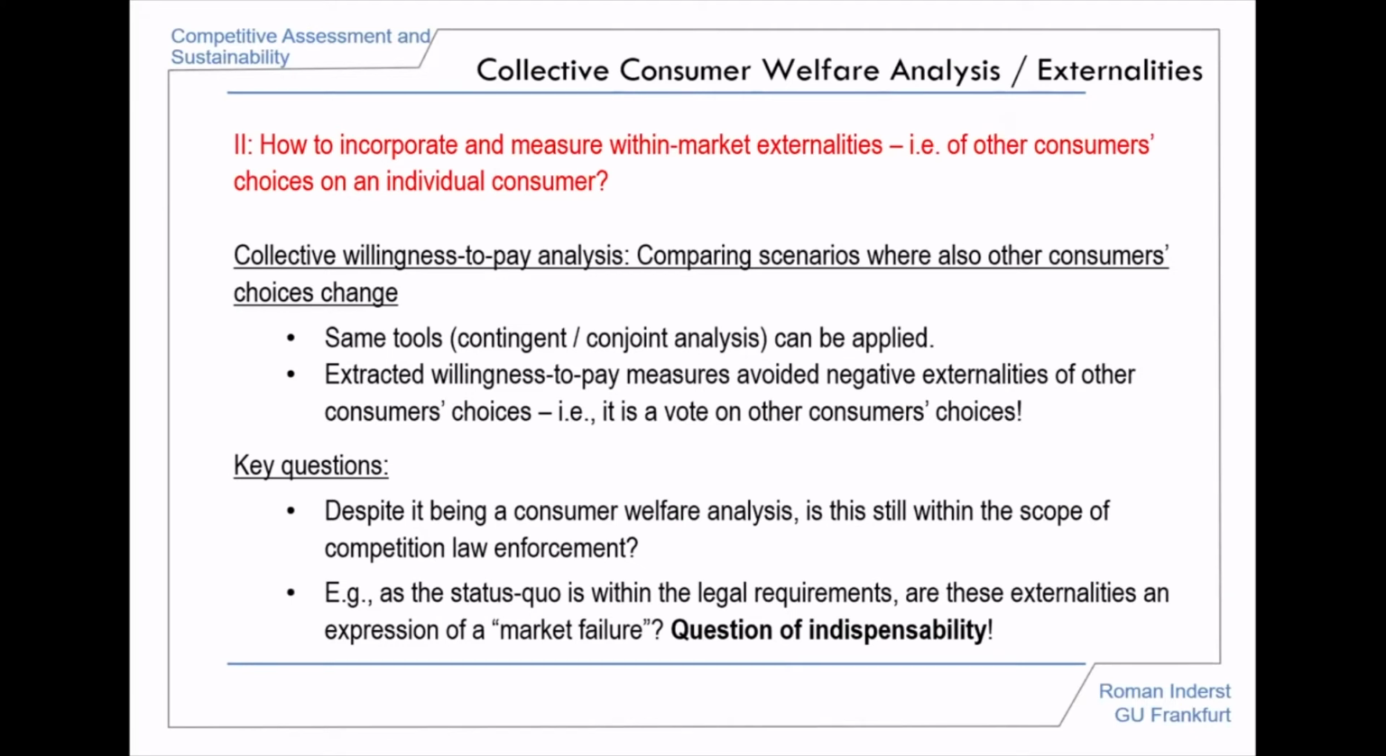This is a consumer welfare analysis, but a different one, because we're not doing it ceteris paribus. So we must really ask: is this still within the scope, even the economic scope, of a competition analysis? I just want to highlight one point, among a couple we have to keep in mind. In our fuel example, the sale of the non-sustainable fuel is within the legal requirements. So of course, the agreement to phase this out reduces externalities. But are these externalities an expression of market failure?